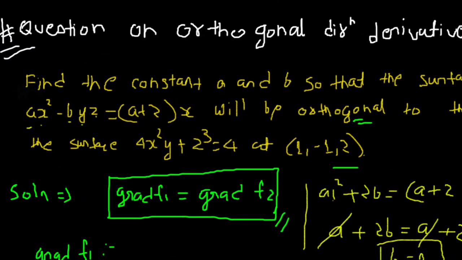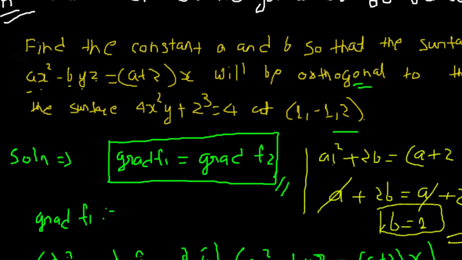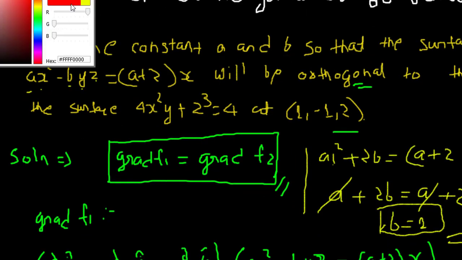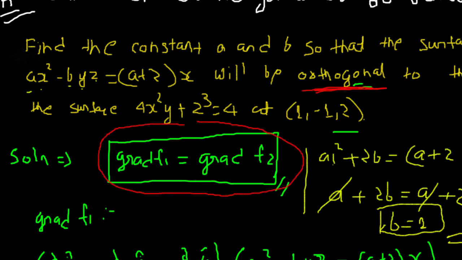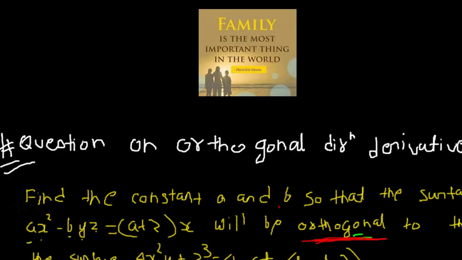Okay. So basically only one thing we have to remember for solving this kind of question: whenever the term orthogonal is there, the dot product of the gradient of f1 and the gradient of f2 will be equal to zero. You have to just solve this, and the rest you will understand by yourself. Just put the value and you will understand by yourself. So that was the thing.